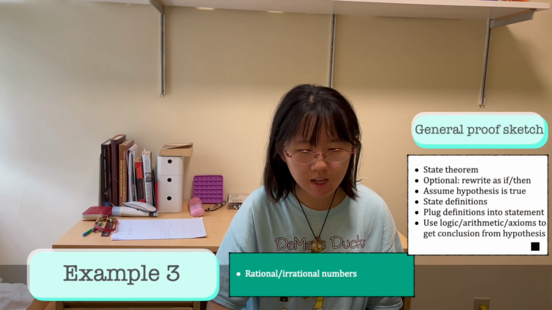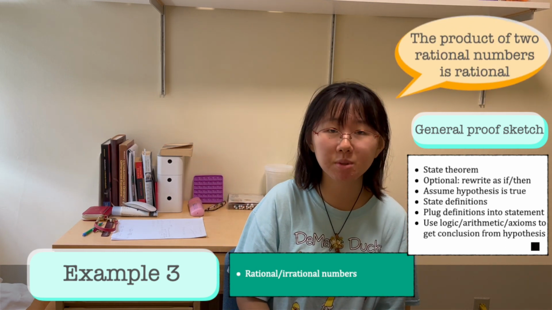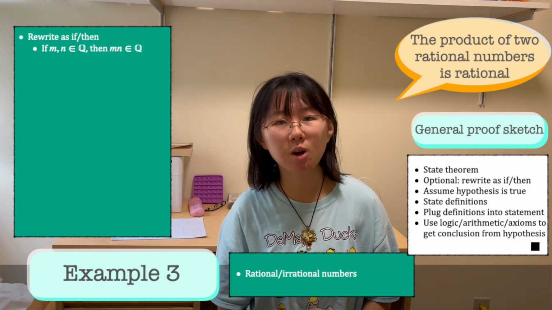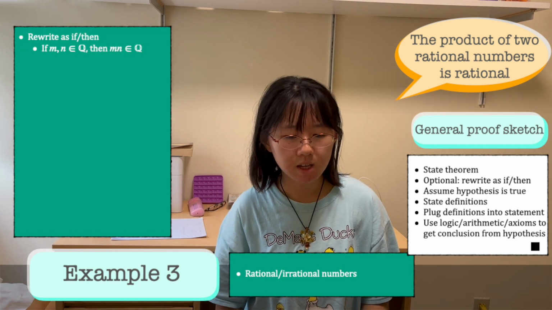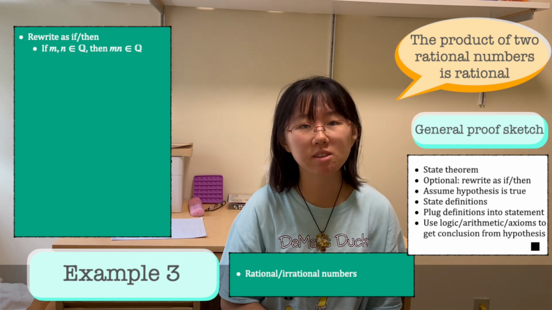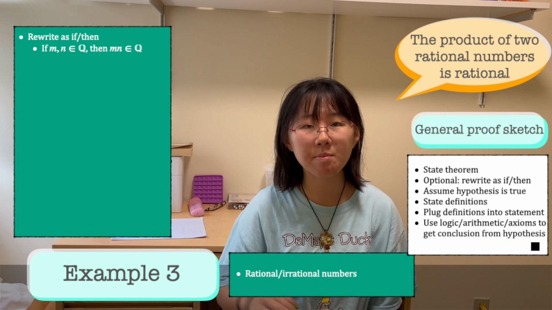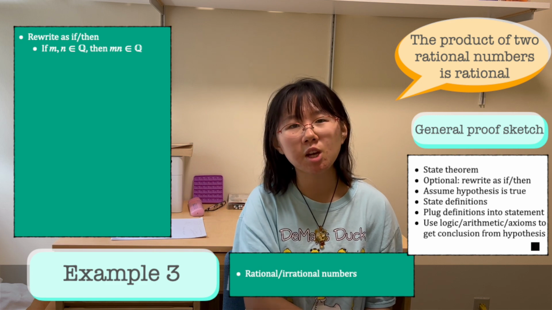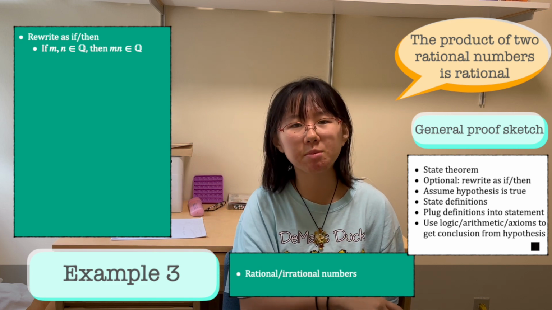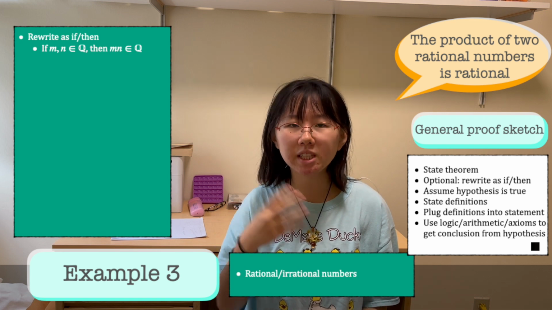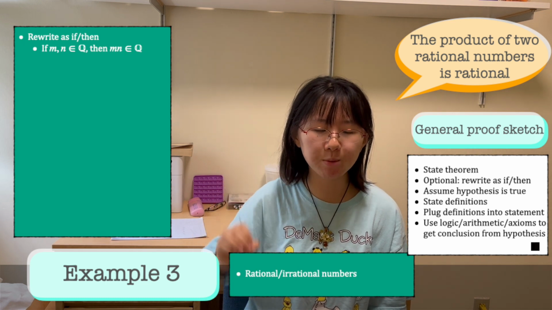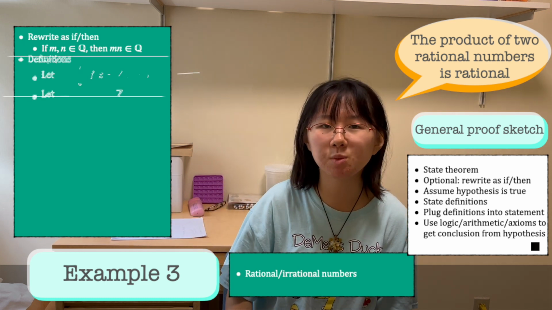For our last example, let's look at some rational numbers. Our statement is the product of two rational numbers is always rational. Let's rewrite it as an if-then statement again. If two numbers are rational, then their product is rational. Another way to word it with quantifiers is, for all rational numbers m and n, m times n is a rational number. Once again, you don't necessarily have to rewrite your statements, much less rewrite them two times, but it can really help to give you a direction on where to start with your proof.